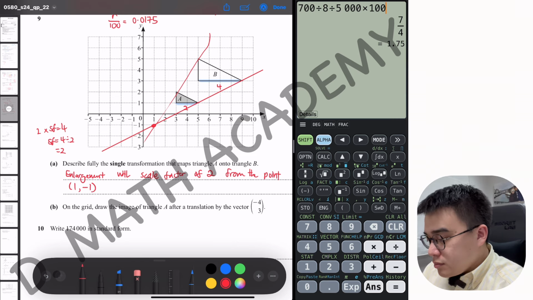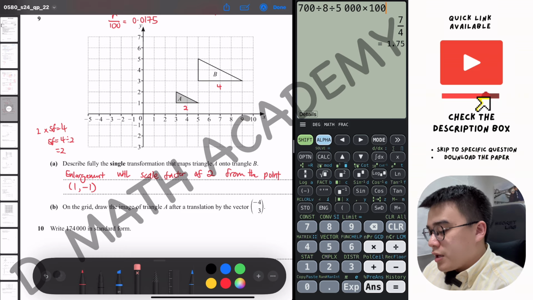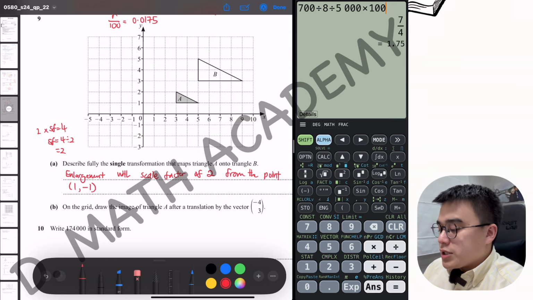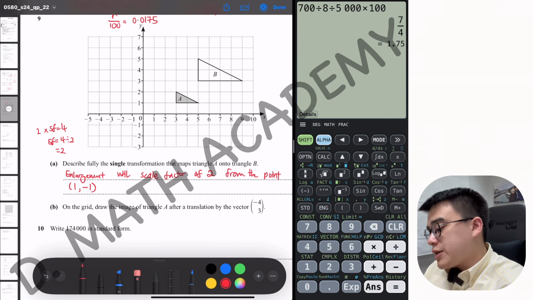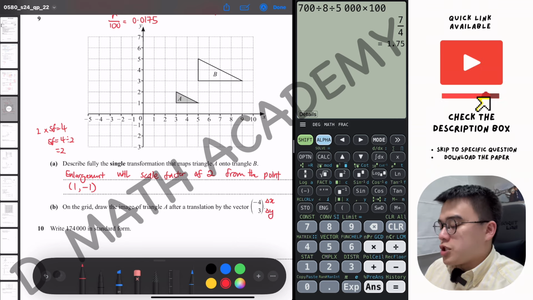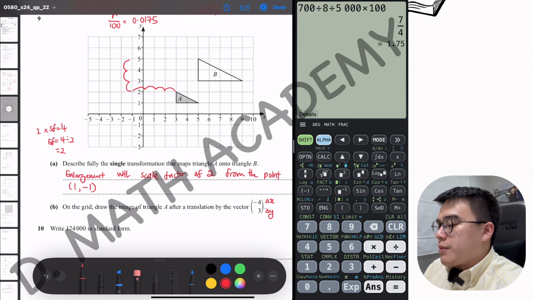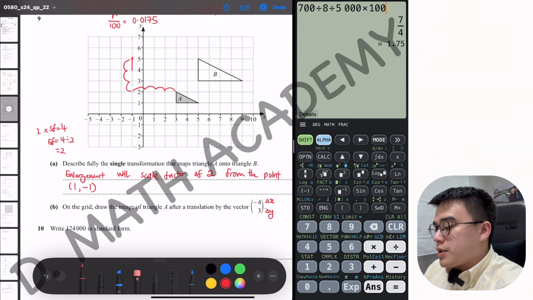So that's pretty much it. And then we erase everything again here, so that I have space to address the second question. So for question B, they wanted us to translate A by (-4, 3). So please take note, the top part represents changes in X and the bottom is changes in Y. Basically, it tells us that this shape right here will be shifted by 4 steps to the left and then go up by 3, making the answer looking something like this.